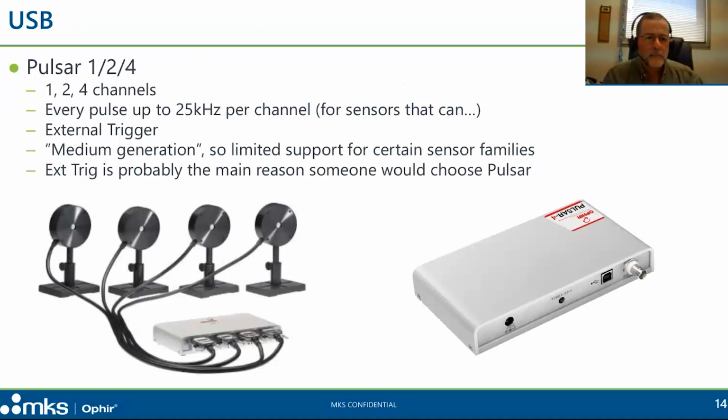Compatibility table. The main advantages of the Pulsar, despite the fact that it's an older generation sensor and therefore older generation virtual meter, and therefore there are some limitations in what it can do, its main unique features are the external trigger, the fact that there are multi-channel versions of it, and the very high speed at which it can capture every pulse.